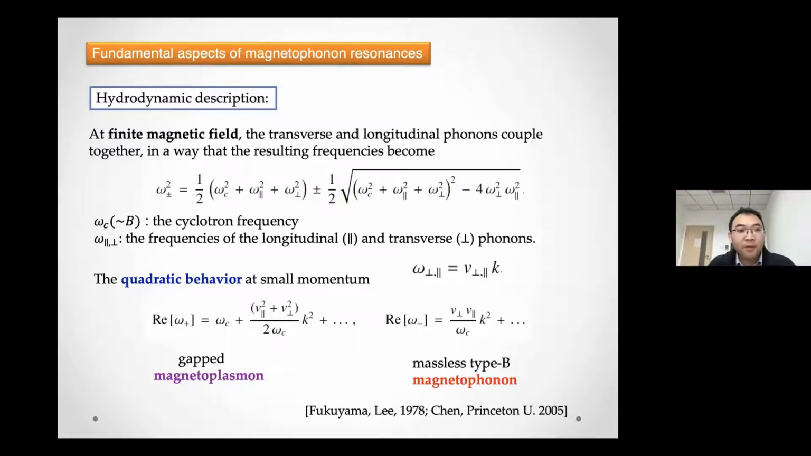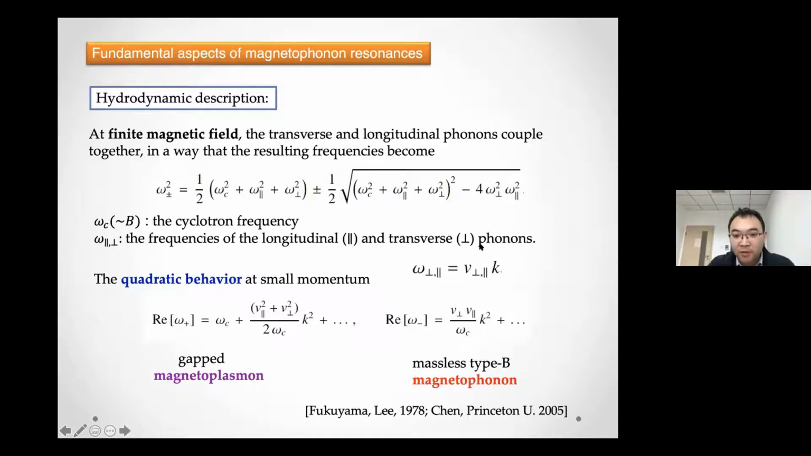So how does it happen? We can understand this from the hydro description. Actually, at a finite magnetic field, the transverse and the longitudinal phonons couple together, resulting in the frequency like this. Here, omega plus and omega minus, we have 2 modes. Here, omega_c is the cyclotron frequency, which is proportional to the magnetic field. And omega_parallel and omega_transverse are the frequencies of the longitudinal and the transverse phonons.